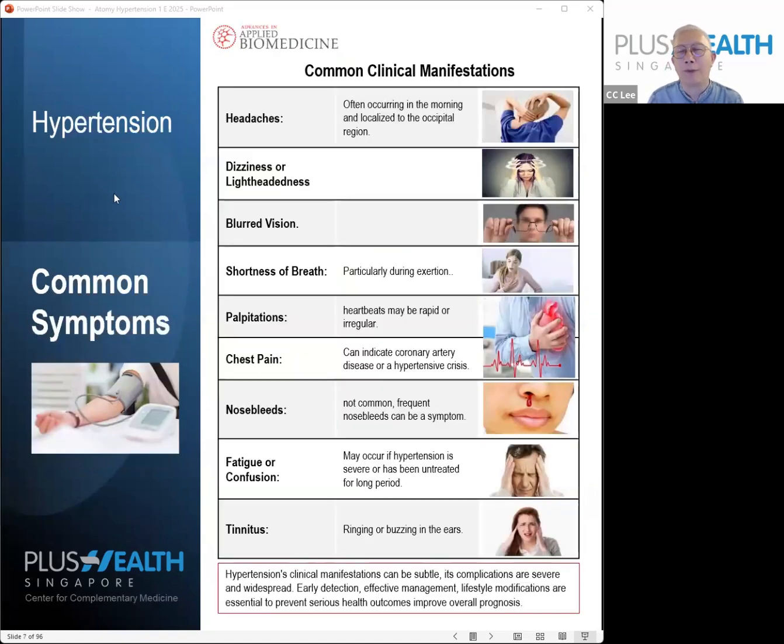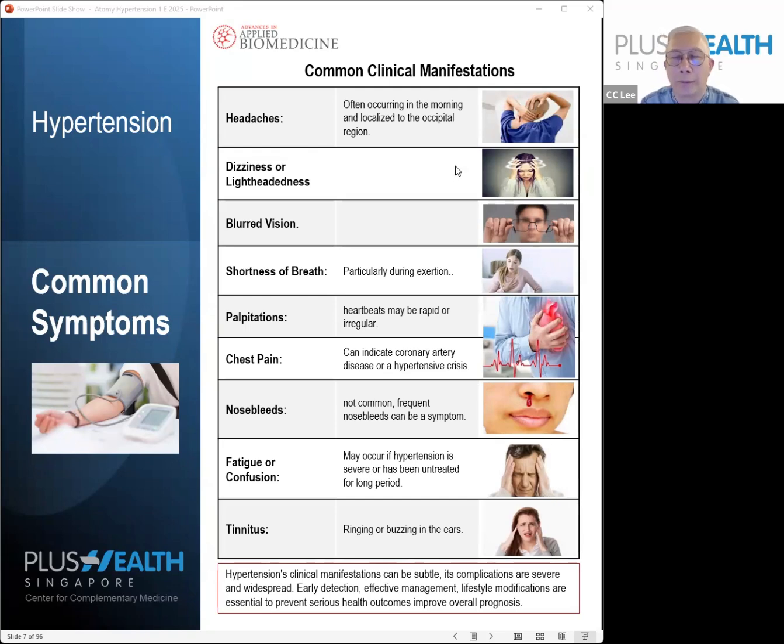Now, what are the common symptoms if you're having high blood pressure? One of the very common ones is headache, especially at the occipital region, which is the back of your neck. This is one of the very common places where you have a headache when you're suffering from hypertension. So one of the very common manifestations is a headache that occurs in this region.